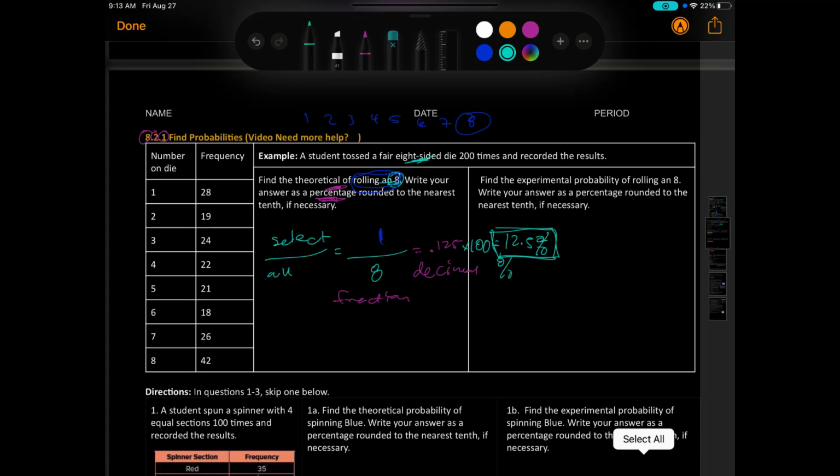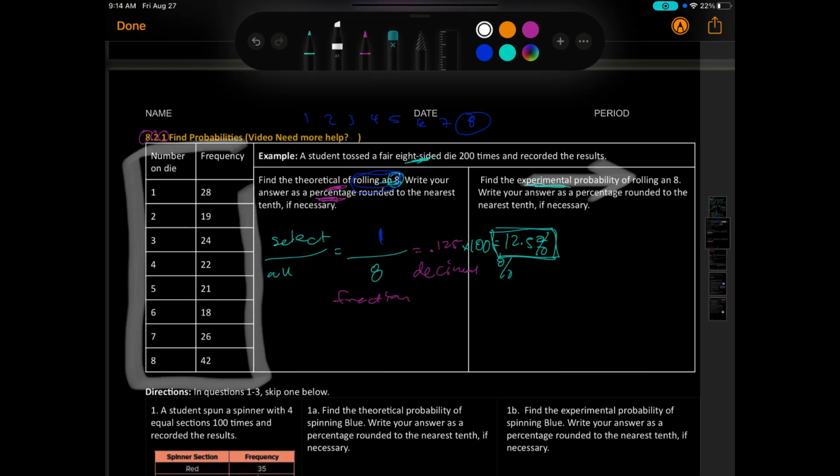Okay? All right, find the experimental probability of rolling an 8. Now this is the actual, so this here is based off of these numbers. And do that to the nearest tenth. Okay, so we have to add all of those numbers up. So let me add up all of those numbers.